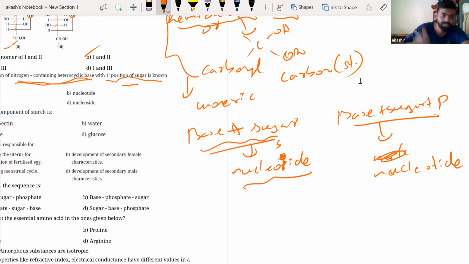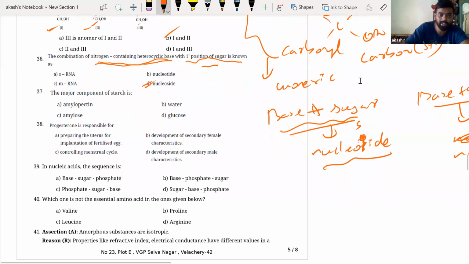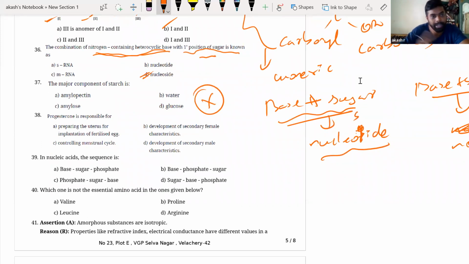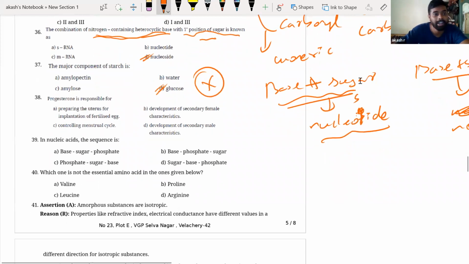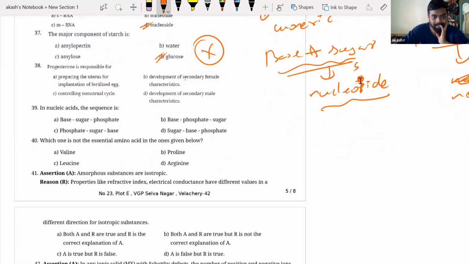Next, the major component of starch. It's not there in your syllabus, polysaccharides, but you can just remember that starch is a polymer of glucose. The entire thing is made up of glucose. Next, progesterone is responsible for preparing the uterus for implantation of the fertilized egg, development of secondary female characteristics. I think this is what is correct. Controlling the menstrual cycle, no, that is some other hormone. Secondary male characteristic, no, that is for testosterone, right? So the correct answer would be B. Even though I don't know biology, with the little I know, I'll be able to answer this.